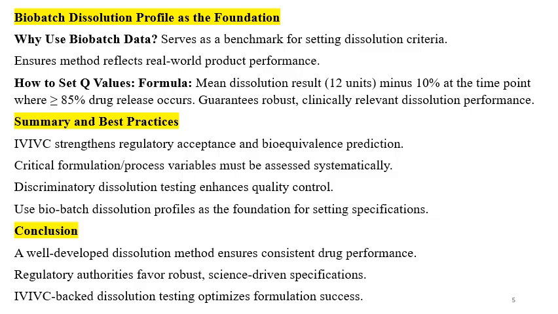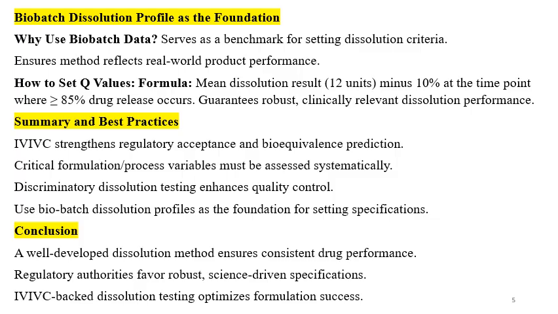Then how to set the Q value formula? So mean dissolution results with 12 units minus 10% at the time point where more than or equal to 85% drug release occurs. So if your biobatch is 90% in 15 minutes, then 90 minus 10%, it will become 80%. Set the Q value as 80%. It guarantees robust, clinically relevant dissolution performance. Always understand that you need to have a specific Q point specification. If your Q point specifications are too wide, then you will not get proper discriminatory power of the dissolution.